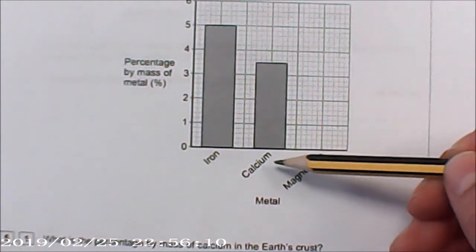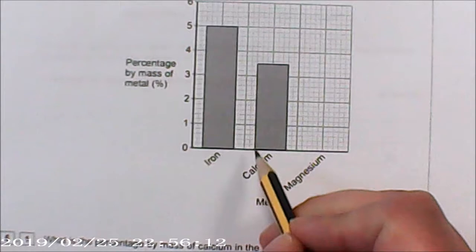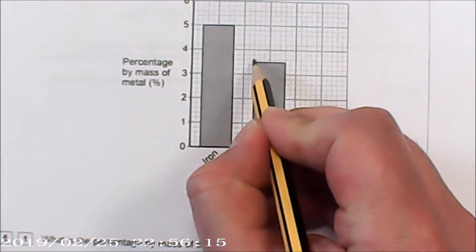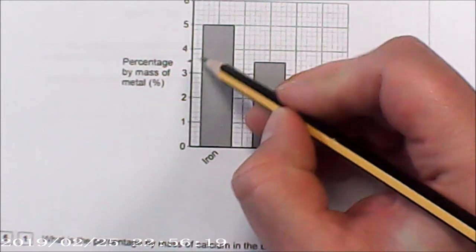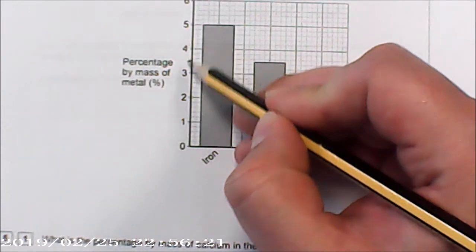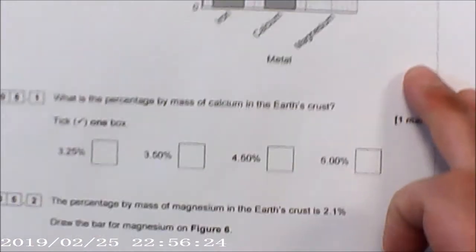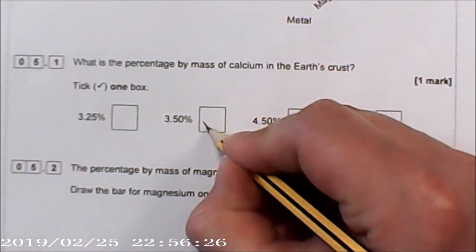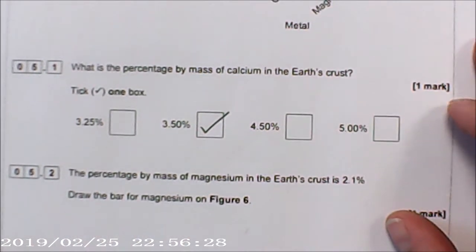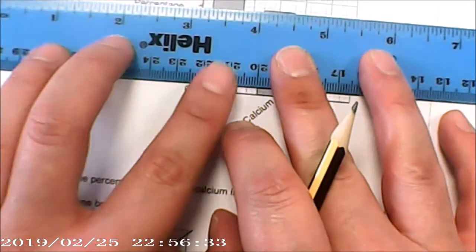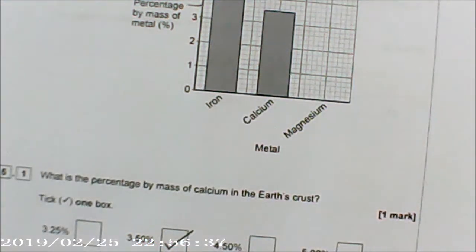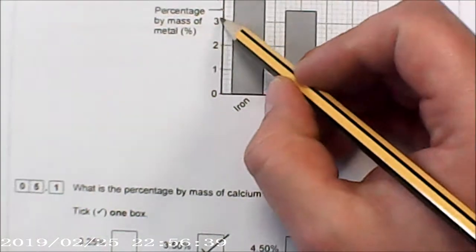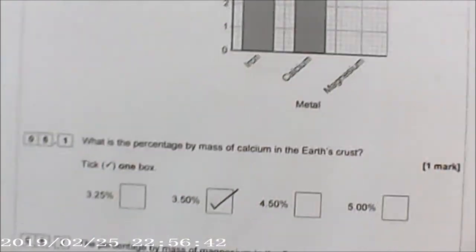So it's asking us to be able to read from a graph using the scale to work out a percentage. So here is our calcium bar. It's going up to here. It is halfway between 2 boxes, so it's dead between 3 and 4. So the answer for that is going to be 3.50. If needs be, perhaps use a ruler. Put the ruler at the top, make a mark. Remember, you can draw on these graphs. It is not going to get you marked down. And then take the reading from that.